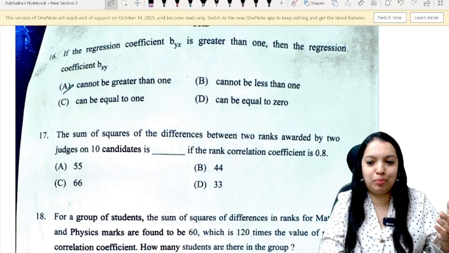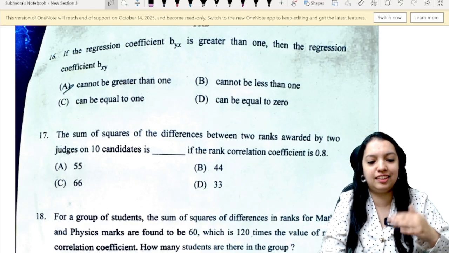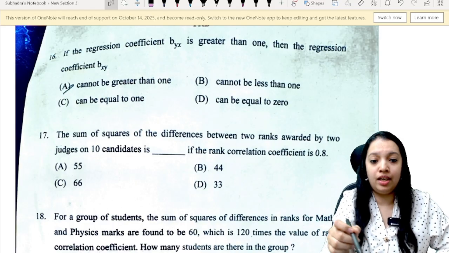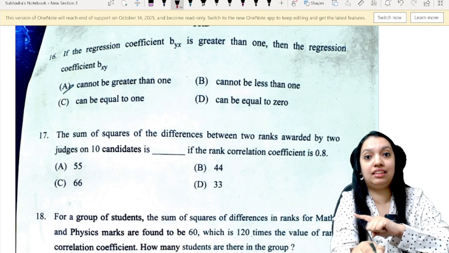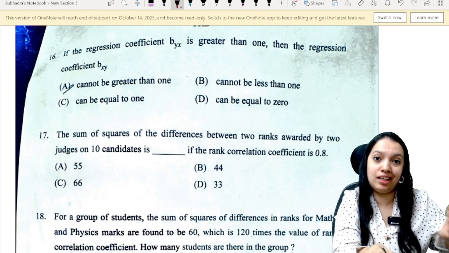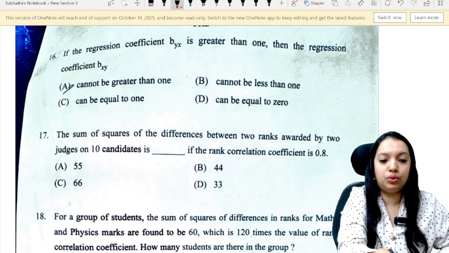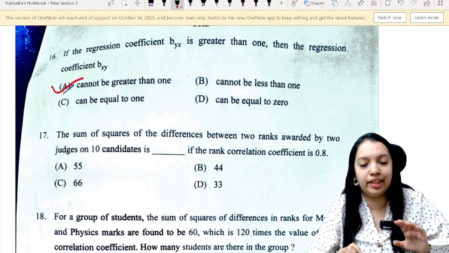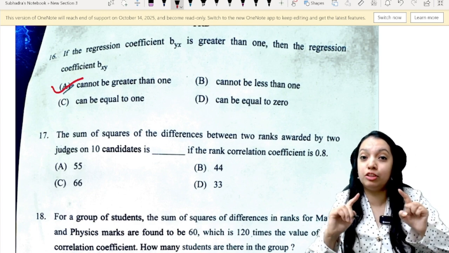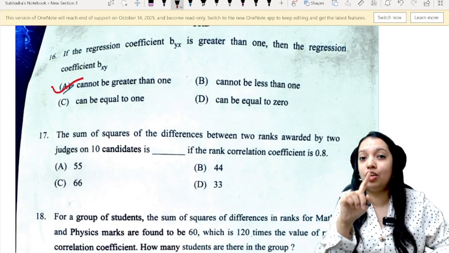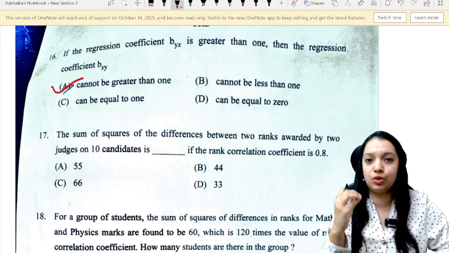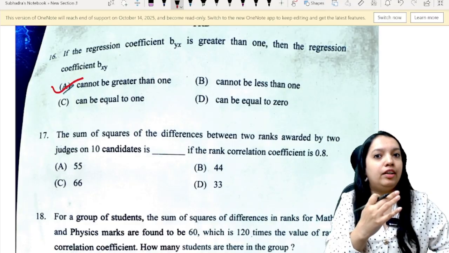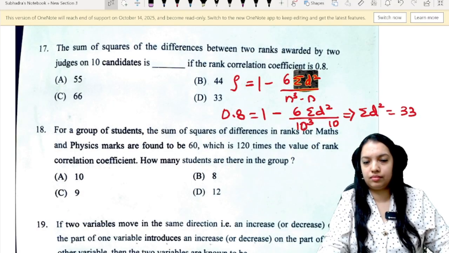We have written properties of regression coefficients, and this is a direct theoretical question. If bxy is greater than 1, byx has to be less than 1. So, answer for this question will be, it cannot be greater than 1, because if both become greater than 1, then your R calculation, which is correlation coefficient, will exceed 1, which is not possible.